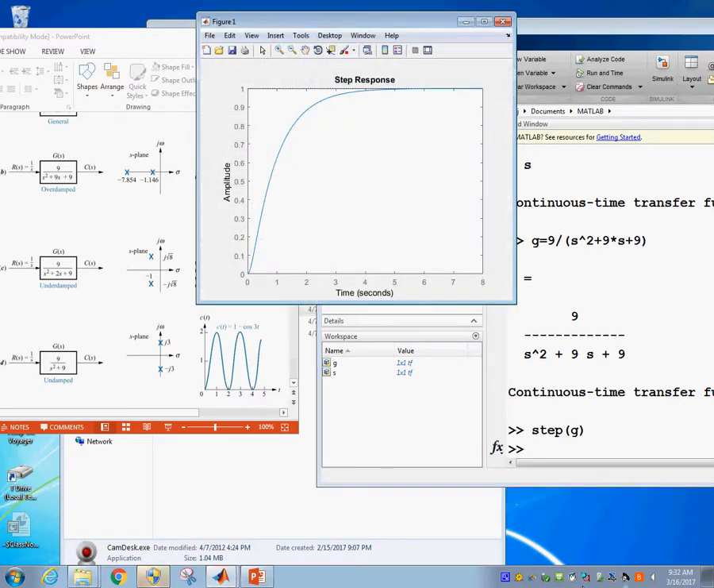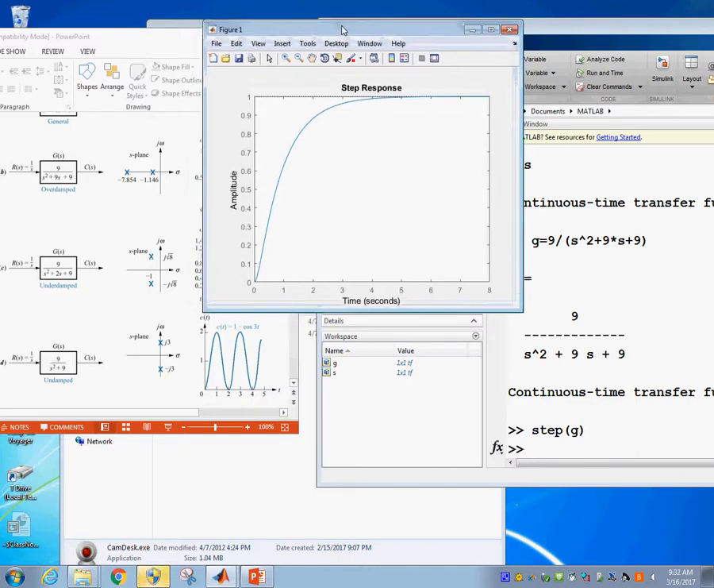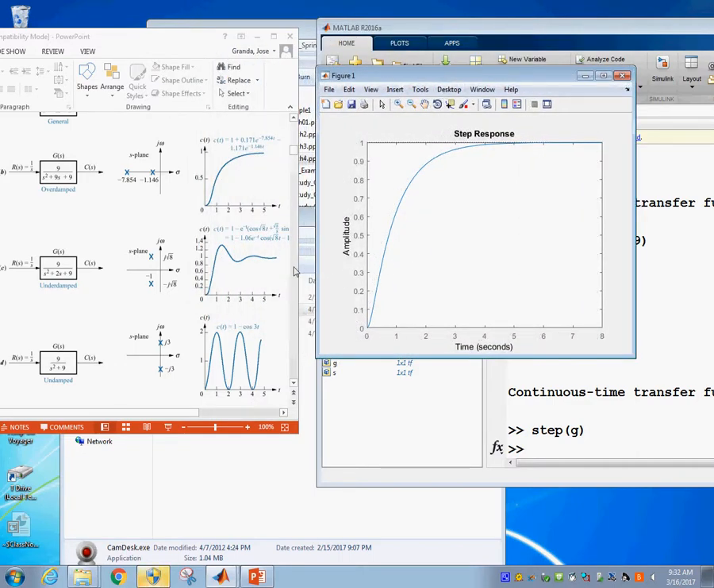See? This is the response that we get. This one doesn't have to stay there. Okay? And if we change, you see, what's the difference between this and this? What has happened is we changed the damping coefficient in here and caused the denominator to have imaginary roots.